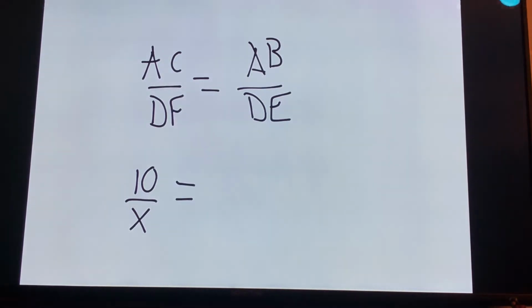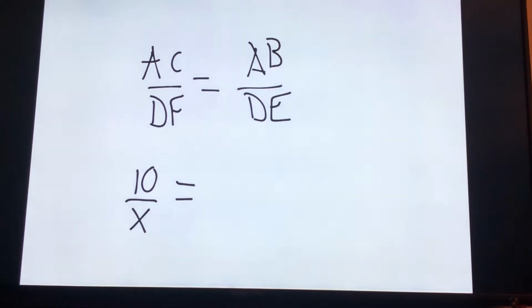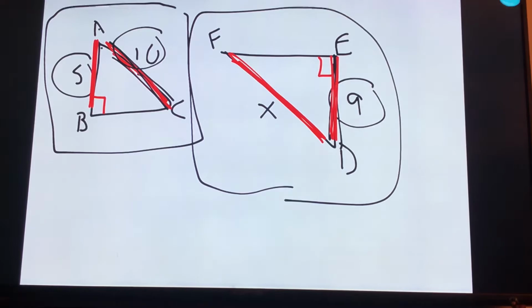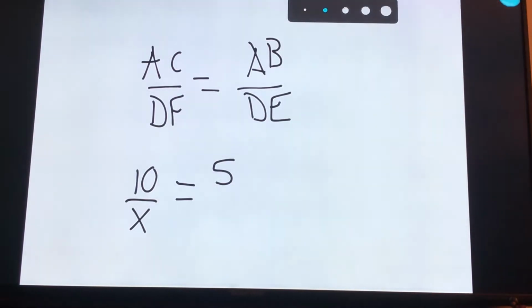Alright, now we're going to do AB, so let's flip back over here. Where's AB? AB is right here, and it's what? 5. And we need DE, so let's find DE. And DE says it is what? 9. So we need to replace DE with 9.